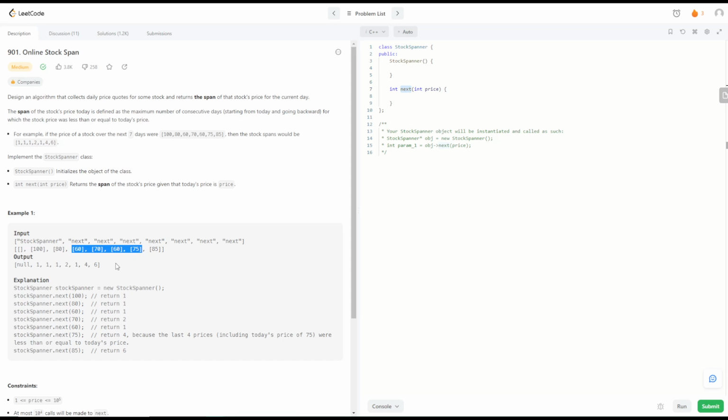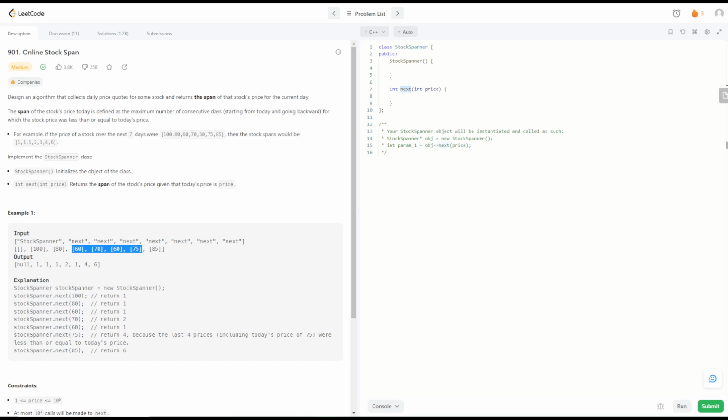But if you paid attention here, from 70 to 60, I already counted these two. When I get to 75, if I go back and read them again, it's overkill. I'm doing it again and again. It's just redundant. So what is the best idea? How can I keep track of the previous values that I have counted before to prevent me from counting them again and again?